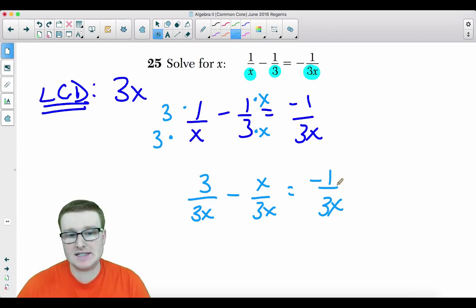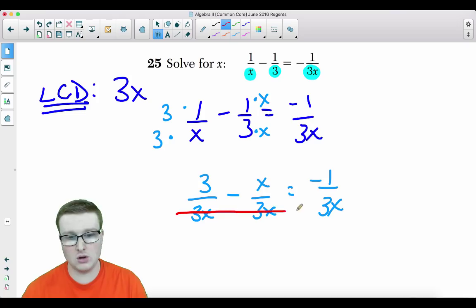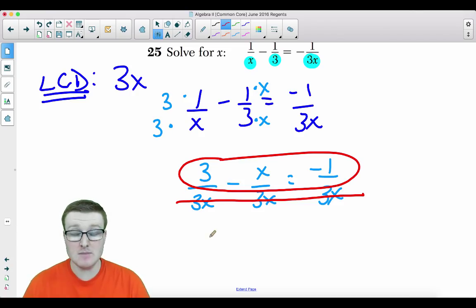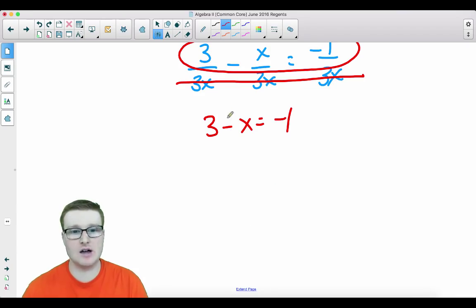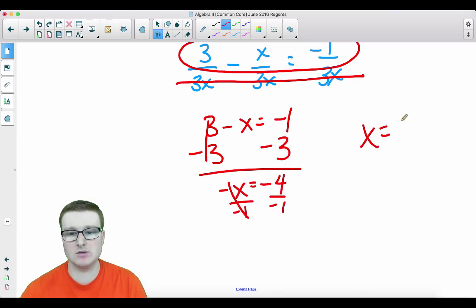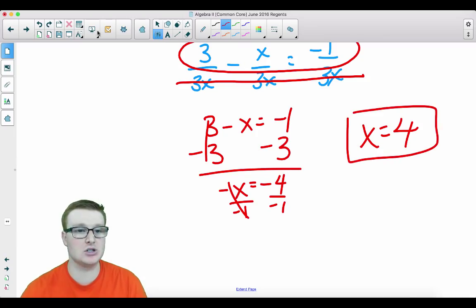The minute this happens, when you are dividing by all of the same least common denominator, that's your goal, you are actually going to cancel out all of these denominators and you're just left with the top. So now you just solve the top piece. We get 3 minus x equals negative 1. Subtract the 3 on both sides. We get negative x equals negative 4. Divide by negative 1 on both sides, and you get x is equal to 4. Ladies and gentlemen, that is the answer to that question.